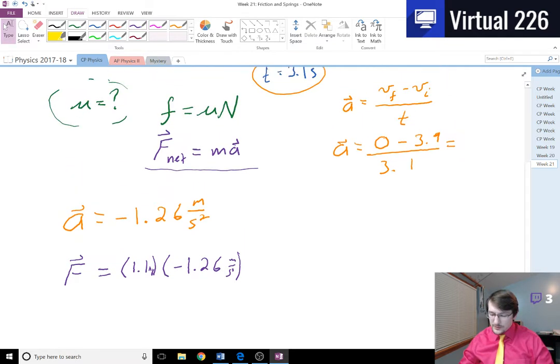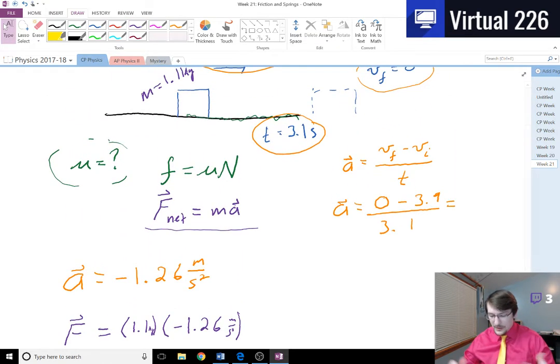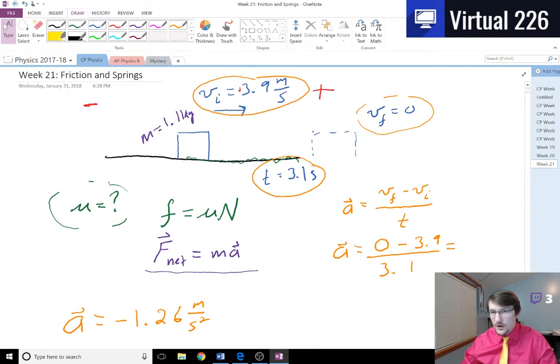Now, what we really need to concern ourselves with, if that's the force in ma there, is what forces are acting on this block?